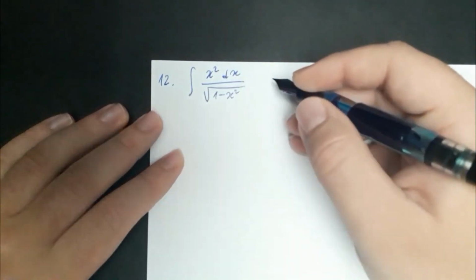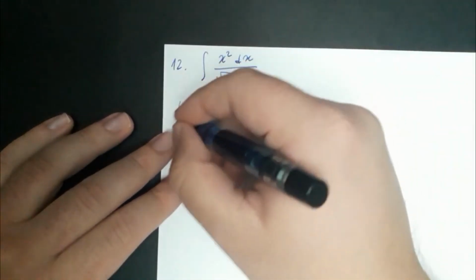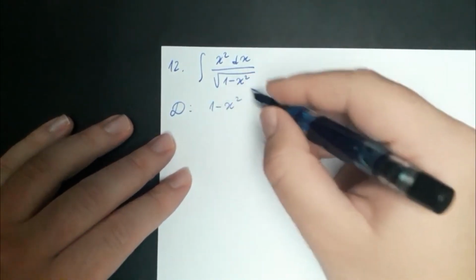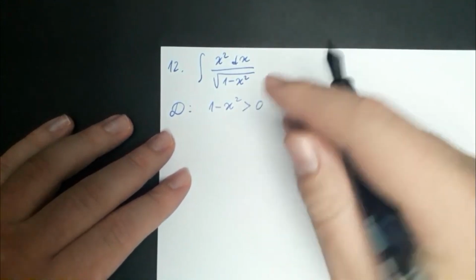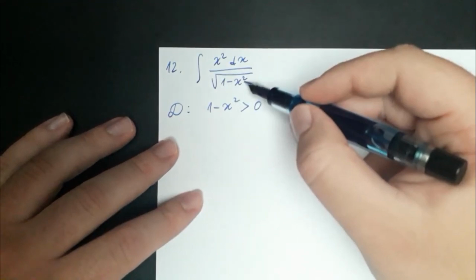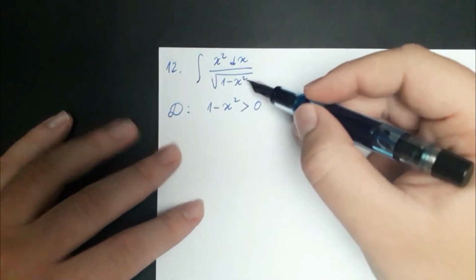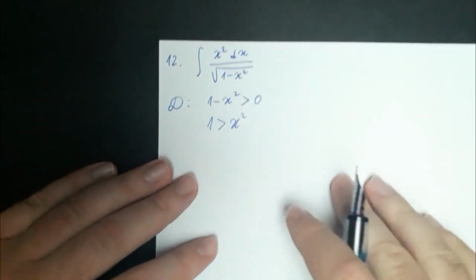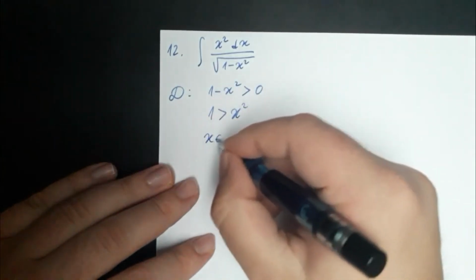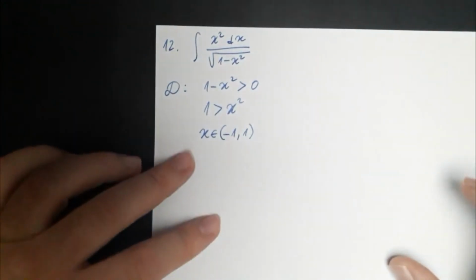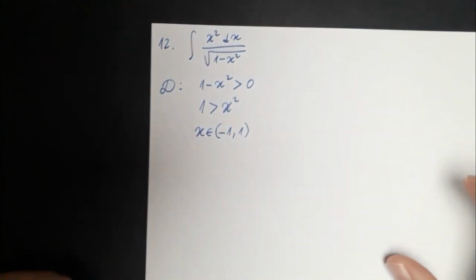Our final integral is an integral of x squared dx divided by a square root of 1 minus x squared. So what is the domain of this integral? 1 minus x squared has to be larger than 0 because it is under the square root and it is in the denominator, so it can't be equal to 0. We have that 1 is larger than x squared, and that means that x has to be from the interval from minus 1 to 1, and that is an open interval.